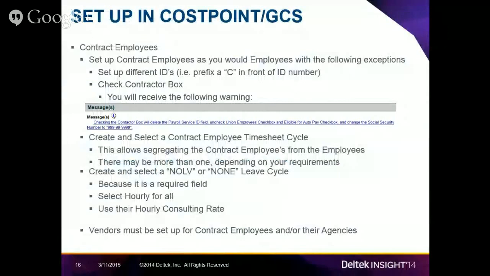Okay, set up CostPoint and GCS. So for the contract employees, you set them up as employees, but for those of you who have done this before, you would just check the contractor box. And what I recommend is to isolate the contract employees from regular employees. So you would put a C in front of the ID number so that you know that they're contract employees. I've actually helped organizations set this up for subs as well as for contract employees. So if you have an agency or a sub to your contract and you have all these people working, we've set that up too so that they can all be isolated as well.